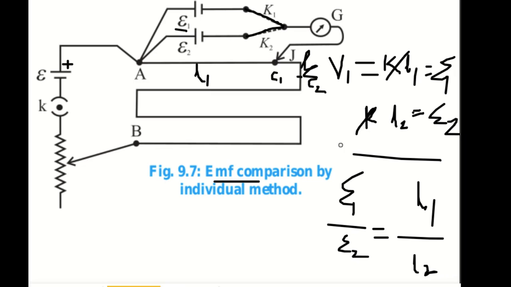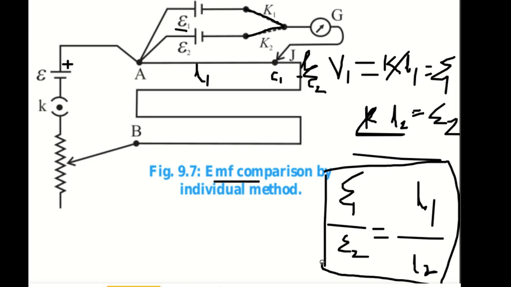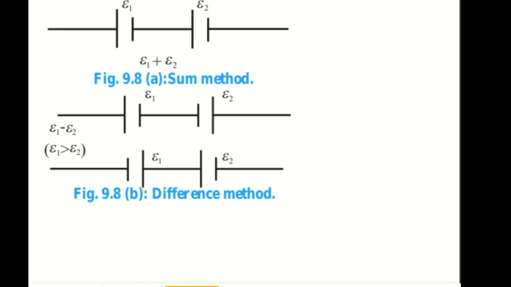Then the EMF, or potential difference, is equal to K into L2. Taking the ratio of these two, we get epsilon 1 divided by epsilon 2 is equal to L1 divided by L2. So this is the application of the potentiometer: we can compare the EMFs of two cells just by measuring the length. I just have to measure L1 and L2 and take the ratio.